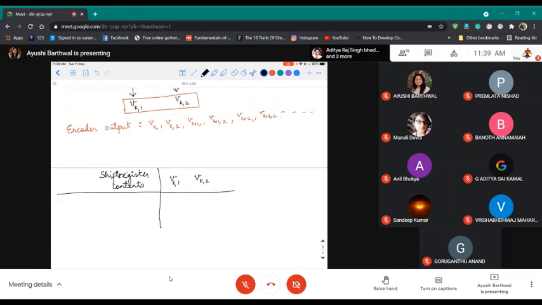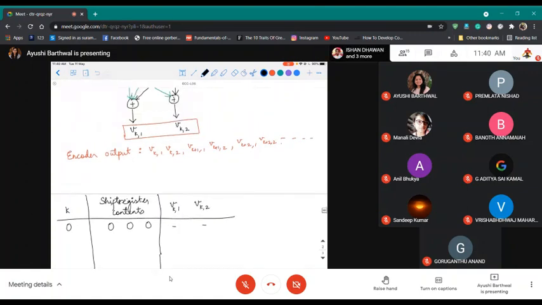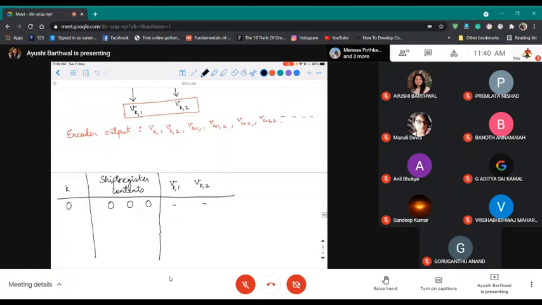So initially we'll assume, let's write down the value of K over here. Initially, when K is equal to 0, the initial contents of the shift registers are 0, 0 and 0. And we will not be considering output at that instance because our input bits have not yet been supplied. Fine. So at K is equal to 0, the contents of the shift registers are all 0.